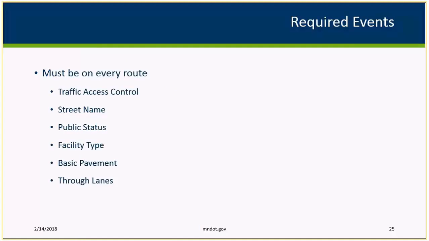So we have events that must be on every route due to HPMS importance. They are traffic access control, street name, public status, facility type, basic pavement, and through lanes. I want to stress that although these are the six events that are on every route, they are not the only attributes that we maintain. There are roughly 38 attributes maintained in the LRS.